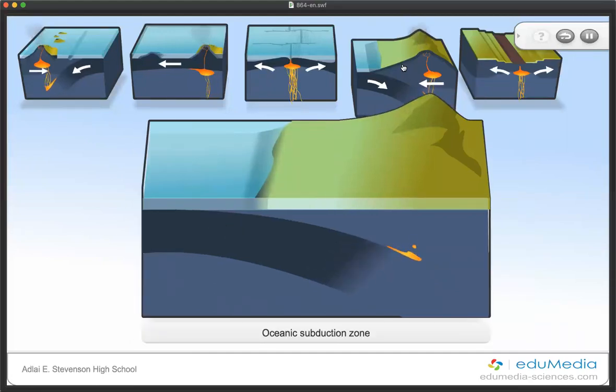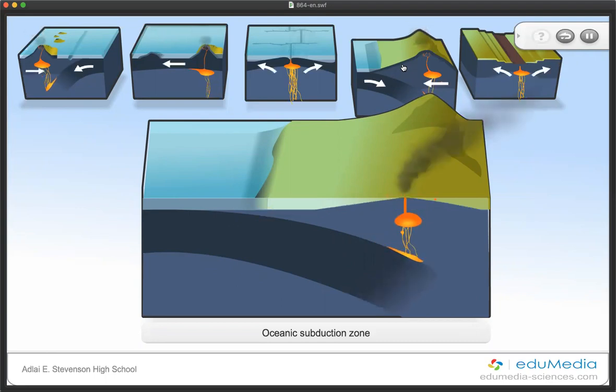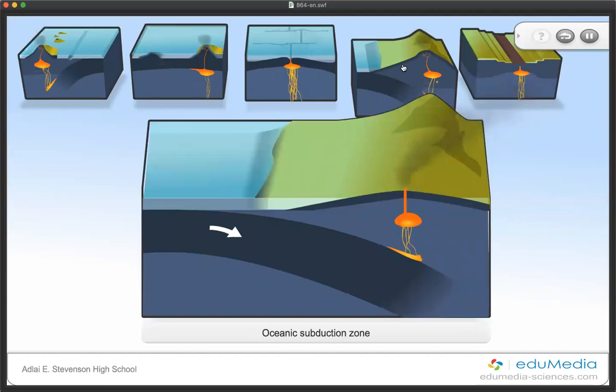Hello everyone. In this video, we're going to be looking at the three different ways that volcanoes can form. We kind of started looking at this last week when we were talking about plate boundaries. So the first way that volcanoes form is the one that we went over last week.